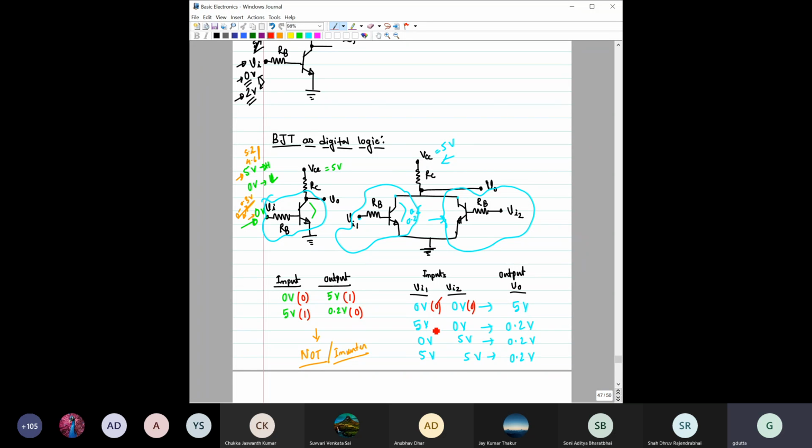Could you please explain how did the 0.2 volt come? Then one is 5 volt and another is 0 volt. Sure. Sure. 1 minute.